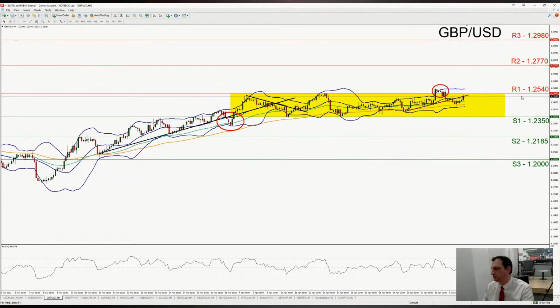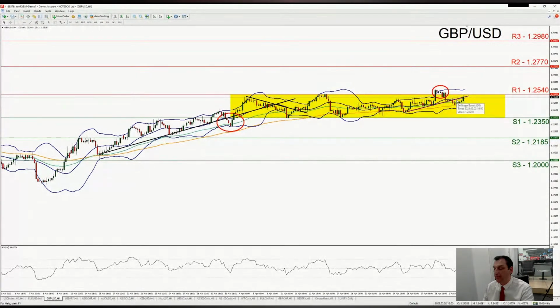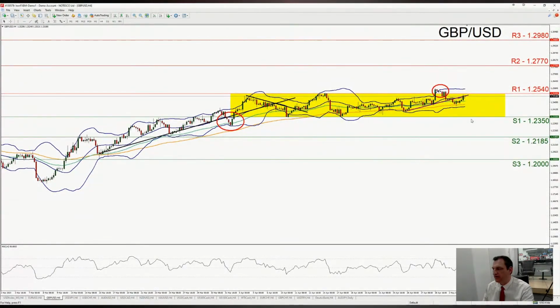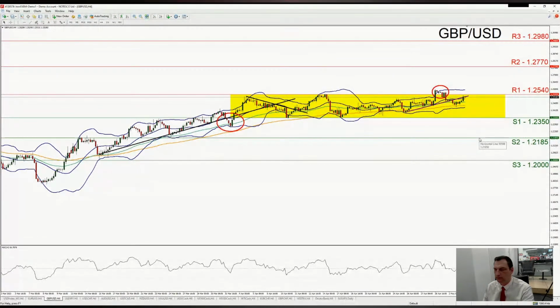And readjusting it. Now, should the bears take over for a bearish outlook, we would require a clear break of the S1 1.2350 and the price action to start aiming for the 1.2185. So that should cover cable for the time being.